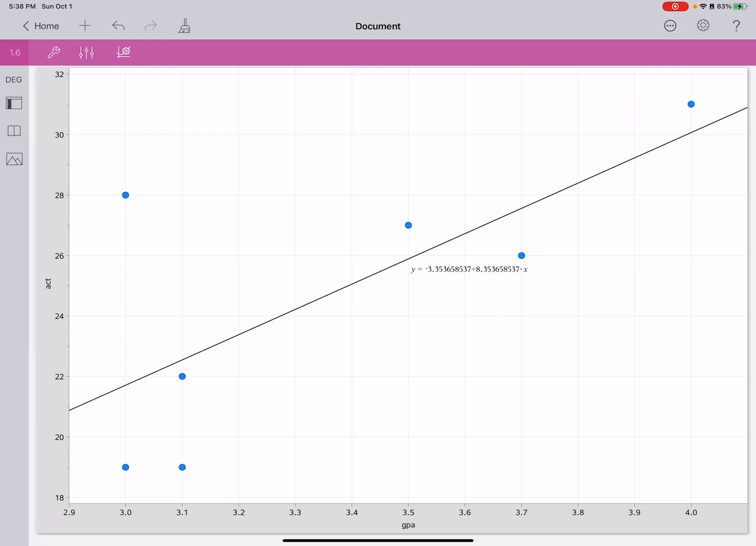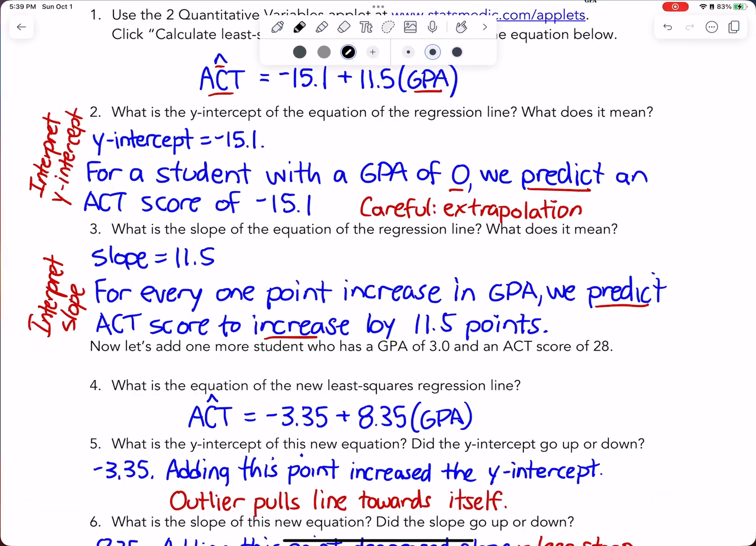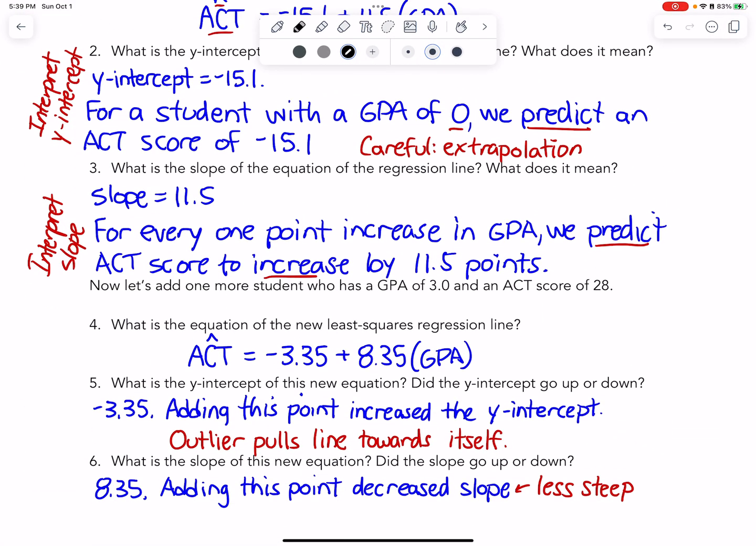There we go. So you can see this one in the top left corner is now an outlier. And you can see that the line has shifted quite a bit. Okay? So adding the point increased the y-intercept. It also decreased the slope.